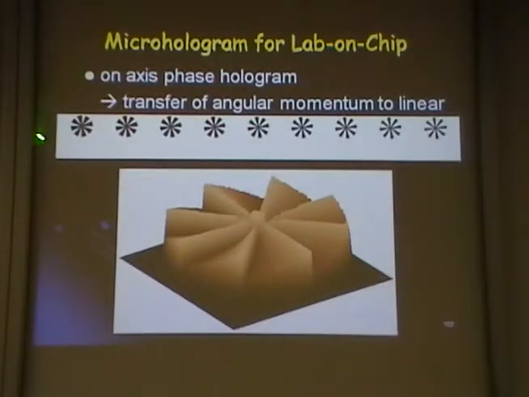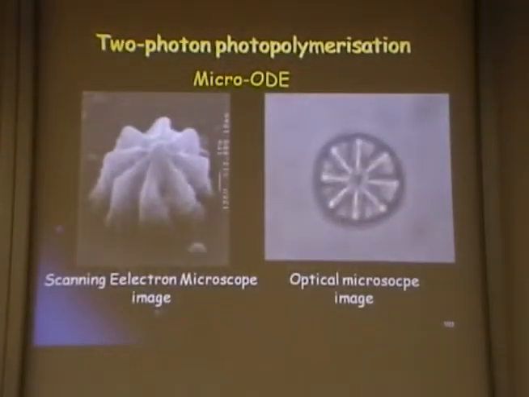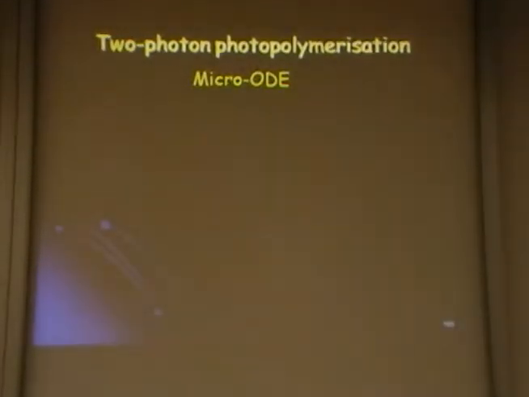Okay, so this is the structure, layer by layer, which we wanted to produce, and this is the image of it. This is done by two-photon photopolymerization, and in the optical microscope the image looks like this. It has eight arms, because we want to produce Gauss-Laguerre 04. And this is the real structure. You can see that it's not as beautiful as the model of it, but it works. This is a scanning electron micrograph of that structure.